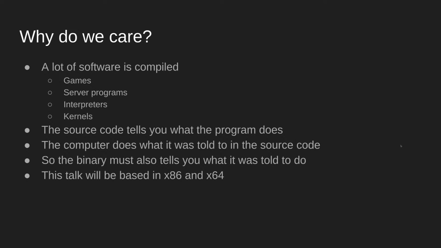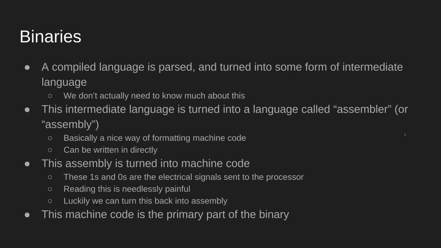So let's actually look at that creation process. A compiled language, such as C, is parsed and turned into some form of intermediate language. We don't need to know too much about this step, as it's very, very complicated, and it's one of the oldest research topics that is still heavily worked on today. As such, I probably couldn't do it justice without months of lectures, and I don't know enough about it to do that. There's probably a module that you need to do that. Anyway, this intermediate language is turned into a language called assembler, which is pretty much a one-to-one correspondence with the actual instructions sent to the CPU.